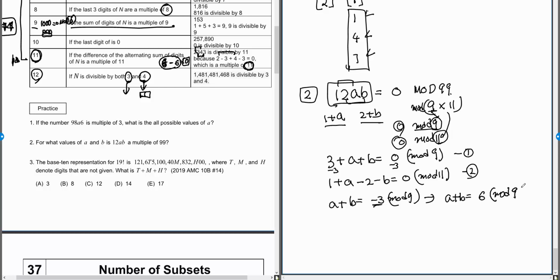You got this number. That's the 1 prime. Second prime, A minus B. A minus B minus 1 equals 0 mod 11. Minus 1 plus 1 plus 1. Finally, you got what? A minus B equals 1 mod 11. Right? Yeah. Alright, now let's find these numbers.